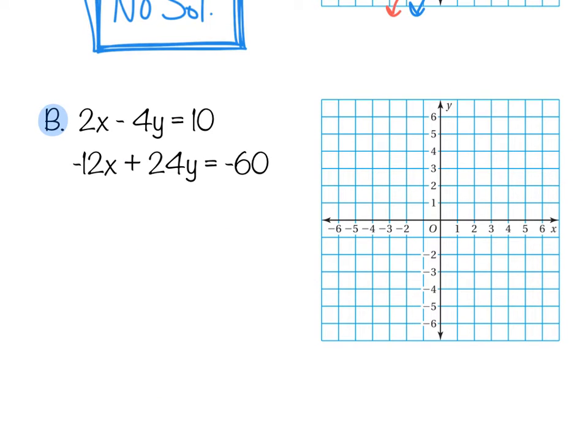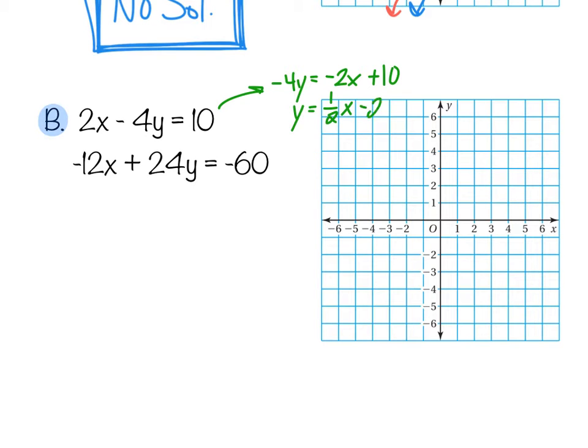All right, next up, we've got 2x minus 4y equals 10 and negative 12x plus 24y equals negative 60. So we can rewrite these in slope-intercept form so we can graph them. This is what's going to make graphing take longer. So I got negative 4y, and then we're going to move the 2x over to the other side as a negative 2x plus 10. And then we're going to divide every single thing by negative 4. So y equals negative 2 divided by negative 4 is positive 1/2. And 10 divided by negative 4 is going to be negative 2.5.